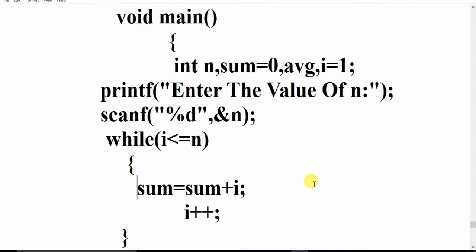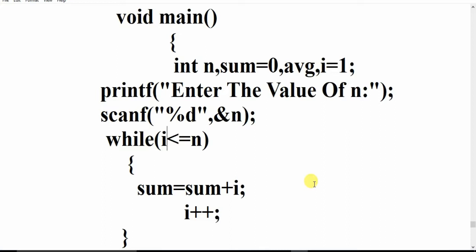The condition is true. Again sum equivalent to, what is sum already? 1 plus i value 2, that is 3. Then i plus plus, 3. Again pass the control, 3 less than or equivalent to n, that is 9. Condition true. Sum equivalent to already 3 plus 3, 6. Next time 4, condition true. Next time 5, condition true. Next time 6, condition true. Like this the loop keeps repeating until the condition is false.